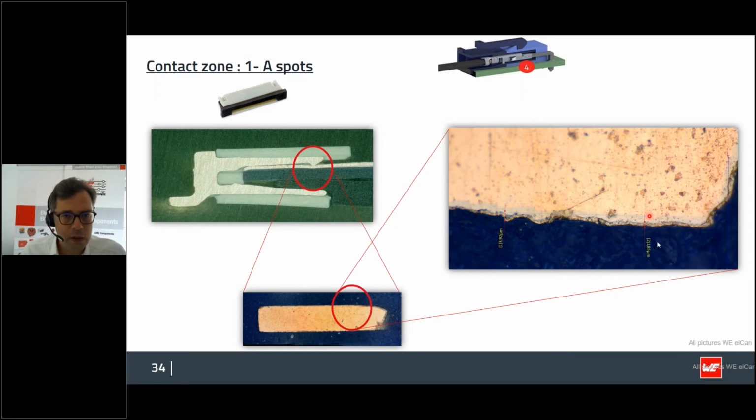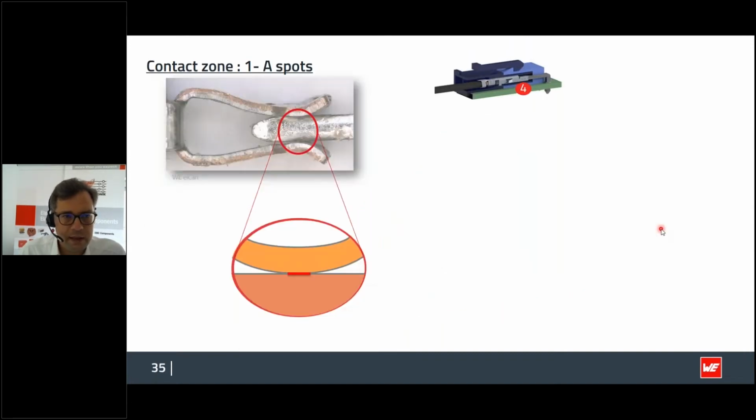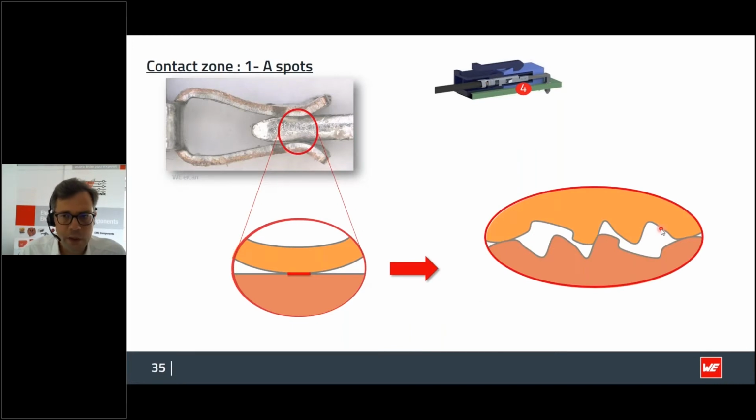And afterwards, you can see the tin, which is applied as the surface. And that is exactly the reason why, if you apply two contacts on each other, you've got some sections which are lower and some sections which are higher. And within these sections, you create the so-called A-spots. And through these A-spots, if you apply the current or the voltage, the electrons flow.